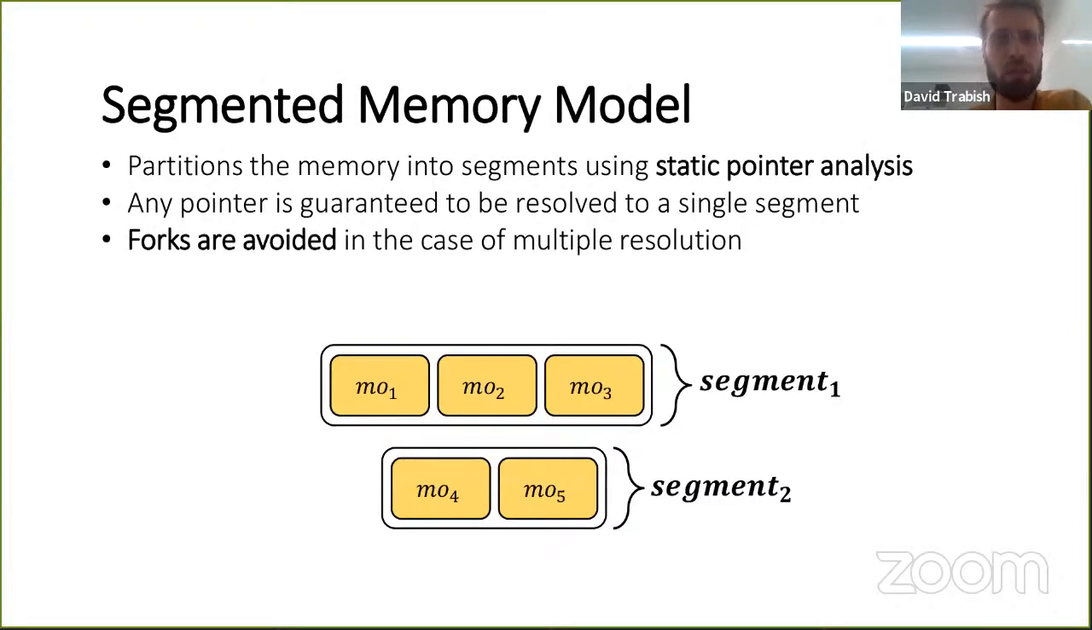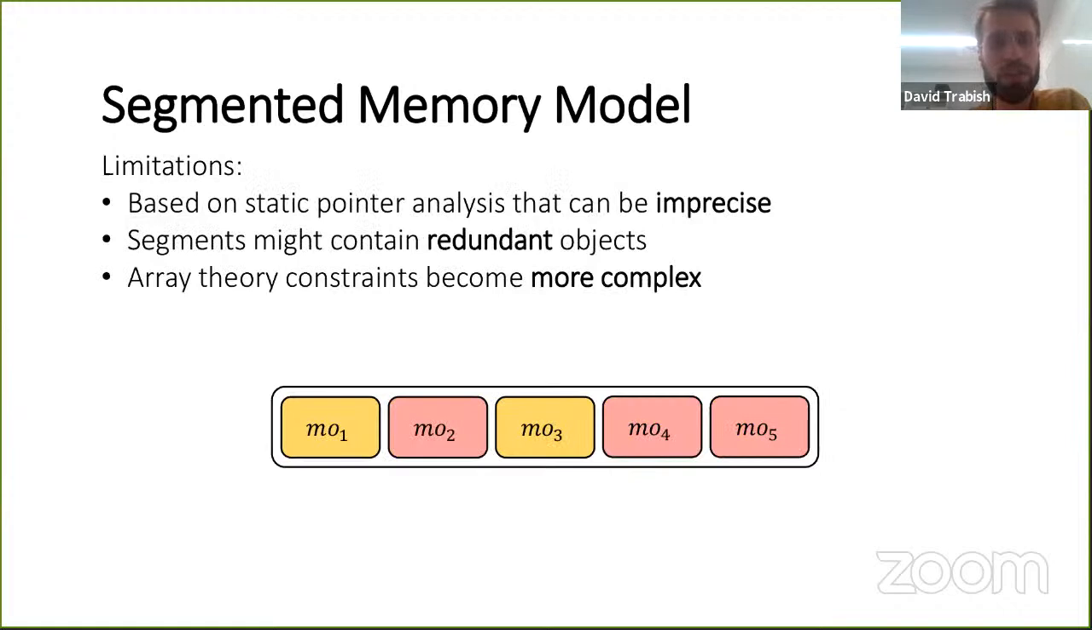In the segmented model, we partition the memory into segments using static pointer analysis, such that every pointer is guaranteed to point to at most one segment. This way we can avoid forks when we access symbolic pointers. This approach has some limitations. It relies on static pointer analysis, which can be imprecise for large programs. As a result, the computed segments might contain many redundant objects. And such segments also correspond to big SMT arrays, which in turn makes the constraints more complex.